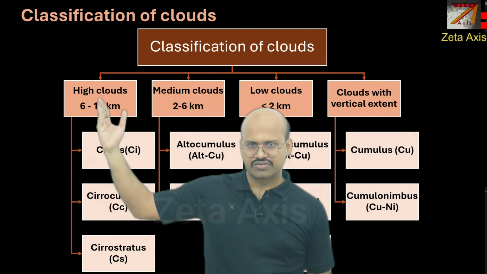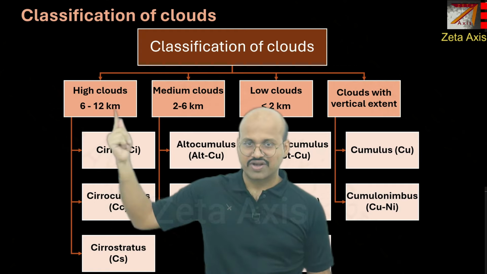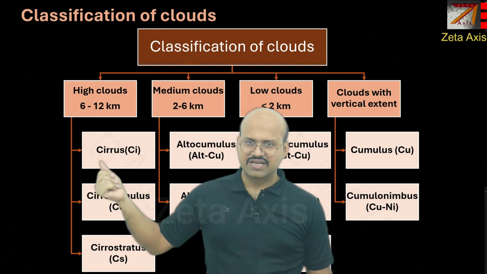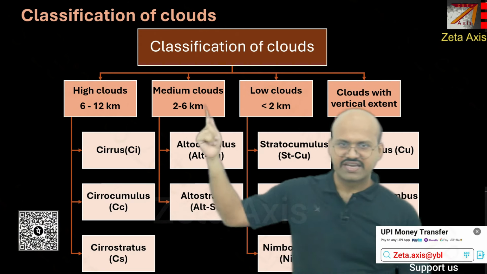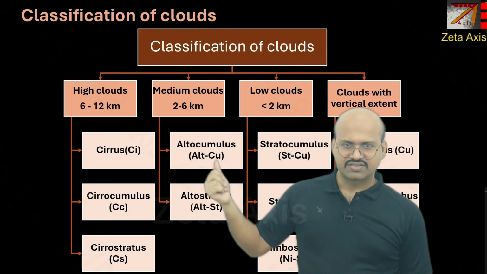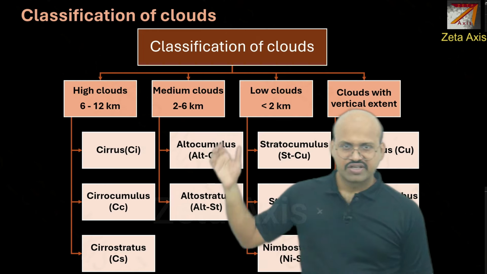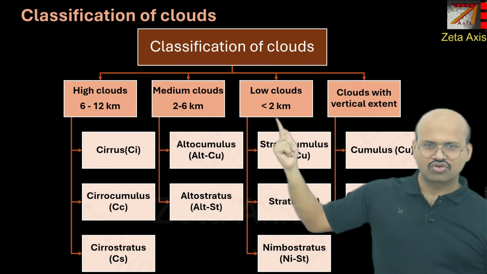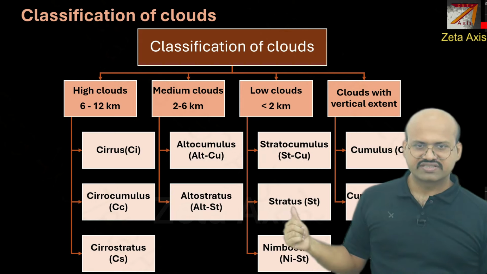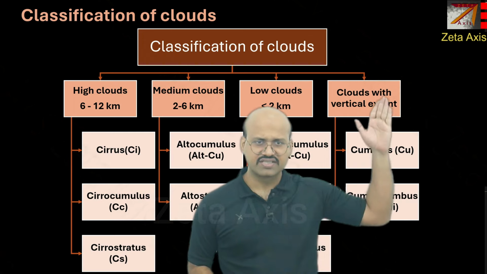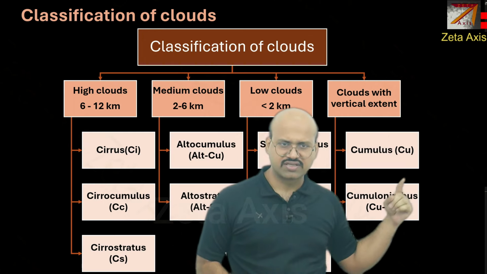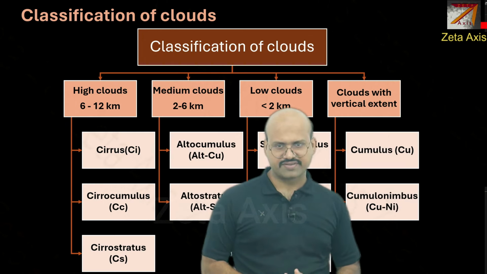The high clouds, which are formed between 6 to 12 km, are mainly cirrus, cirrocumulus, and cirrostratus. Then in medium clouds we have altocumulus and altostratus. In low clouds, which are formed less than 2 km, they are stratocumulus, stratus, and nimbostratus. Clouds which have this vertical extent are cumulus and cumulonimbus.